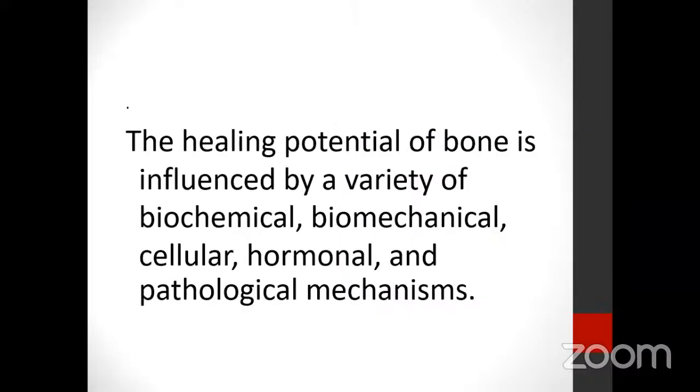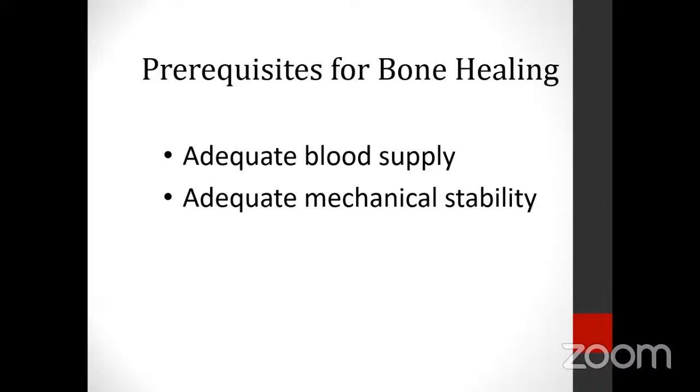Now we come to our topic. As a general rule, the healing potential of bone is influenced by a variety of factors. These are biochemical, biomechanical, cellular, hormonal, and pathological ones. Next. Now, for a bone to grow or a fracture to heal, it has to have two prerequisites. The first one is adequate blood supply, or let's say in brackets, adequate biological environment, and the second one is adequate mechanical stability. Next.